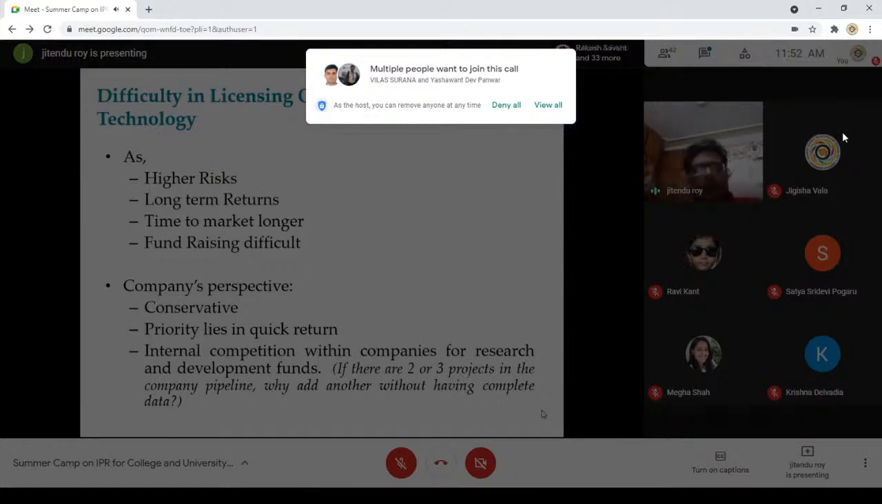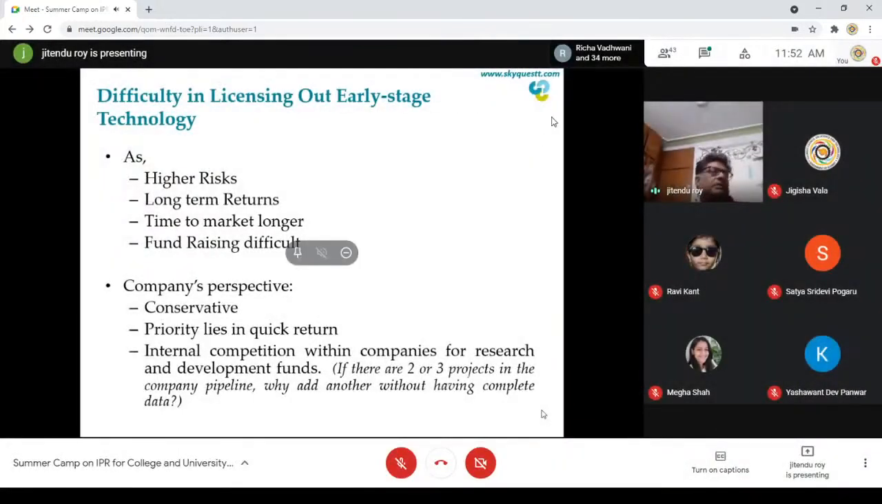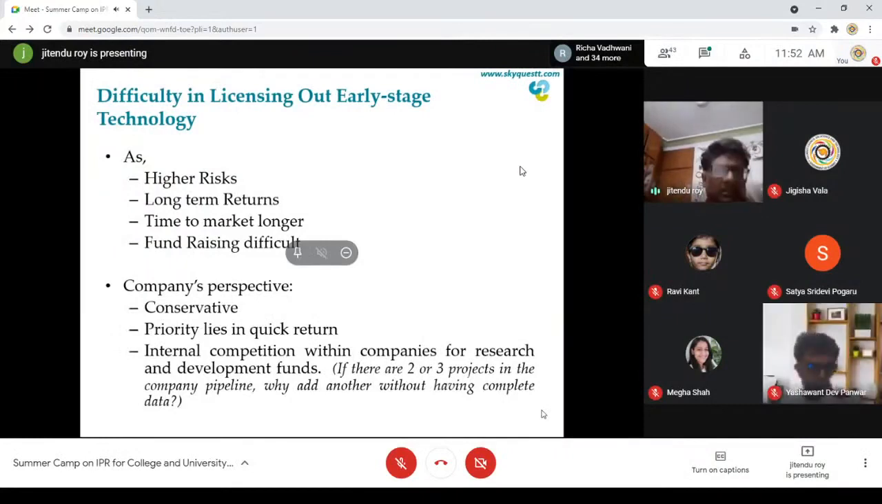Then internal competition within companies for research and development funds. Now this is a very important aspect. अगर कोई अपना technology किसी form, it is not this, any industry में, you have to choose the partner very carefully.